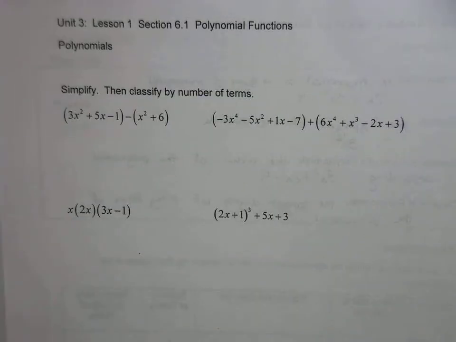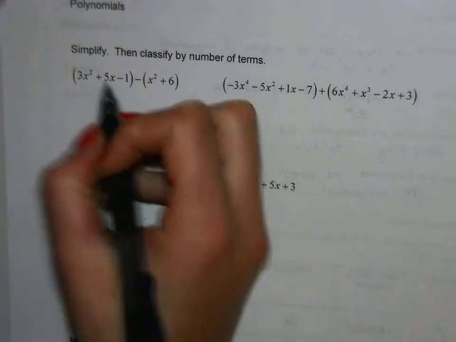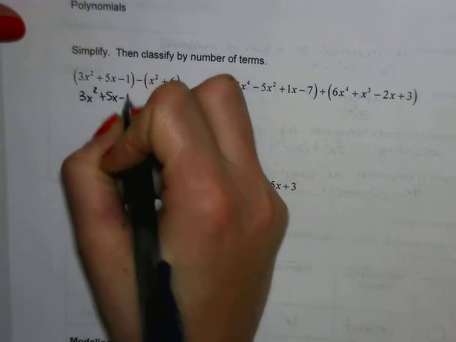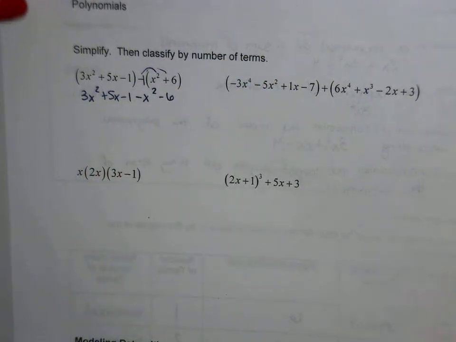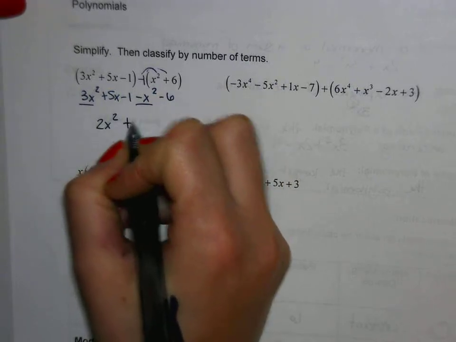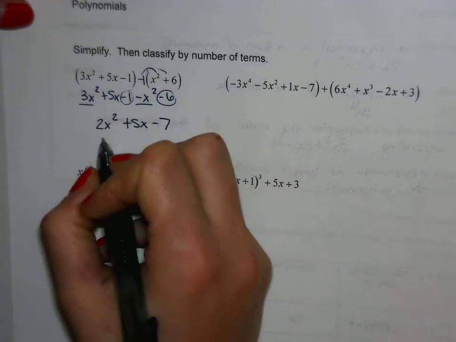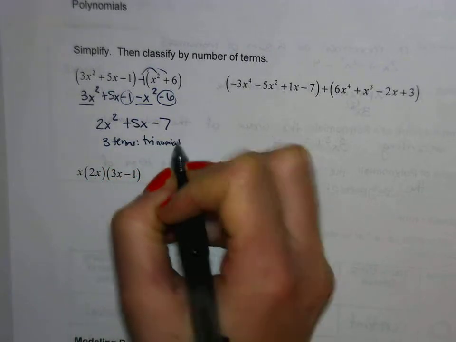So let's flip over to the back side. We want to simplify and then classify by the number of terms. So here, we end up with 3x squared plus 5x minus 1. When we distribute our negative 1, we have minus x squared minus 6. So if we combine our like terms, we have 2x squared plus 5x, and then minus 1 and a negative 6, or a negative 7. So we have 3 terms, so it's a trinomial, and our highest degree is 2. So it's a quadratic.